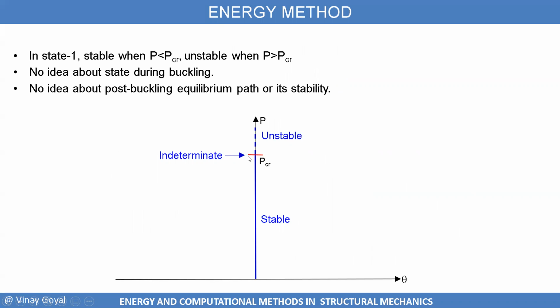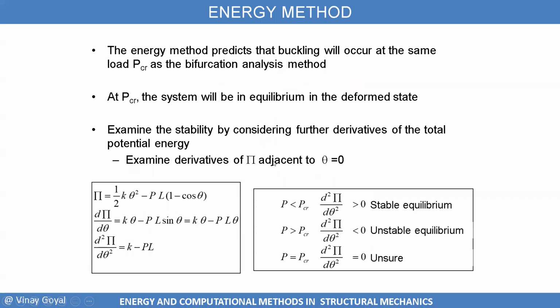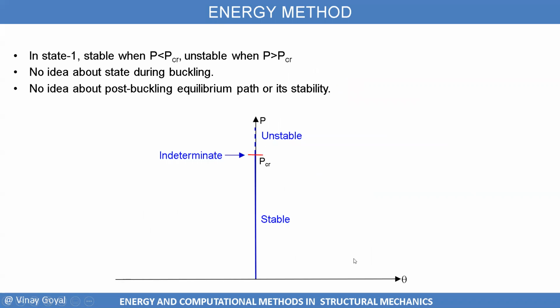Then I get to this value P critical, and we're saying it's unstable when P is greater than P critical, so it's unstable here. And we have no idea about the state during buckling. So we don't know what's going on at this point. The reason I don't know is because at P equals P critical, the second derivative is equal to 0. We have to examine maybe higher order derivatives. And we have no idea about the post-buckling equilibrium path. We don't know what's going to happen at this point, or whether it's stable or not.